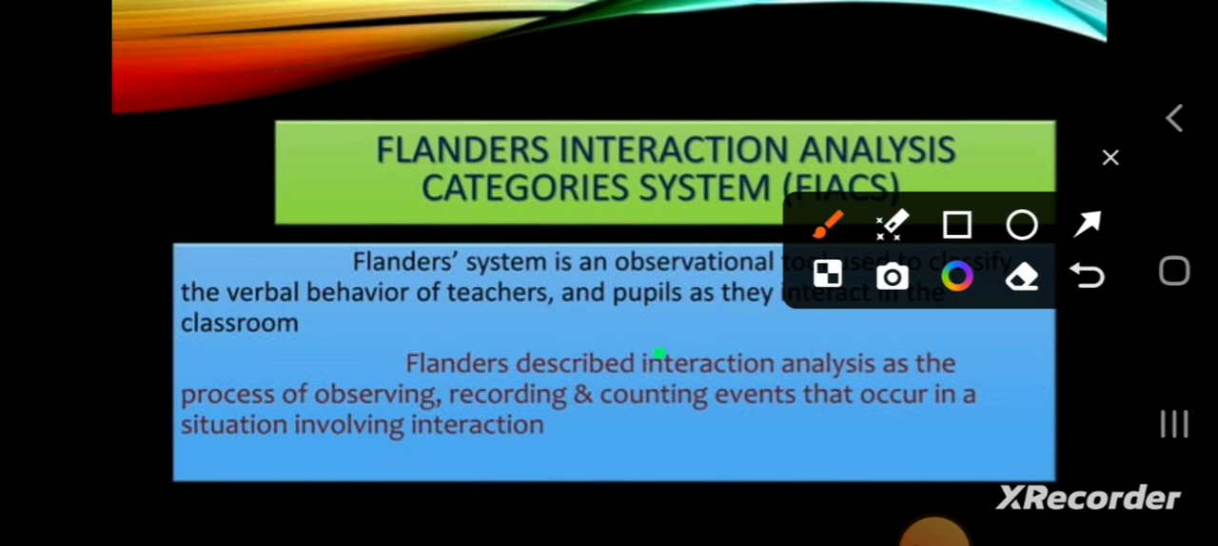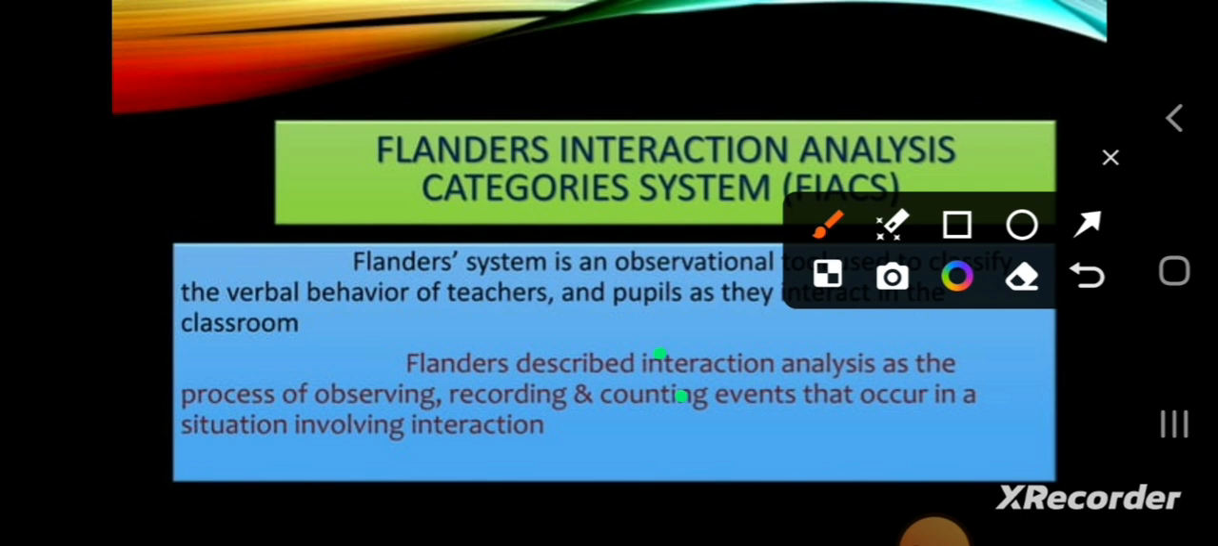Process involves observation. The classroom interaction is observed systematically. Next, recording. Verbal behaviors are recorded in real time or from recordings. Counting. Frequency and duration of each type of interaction are counted to provide a quantitative measure.